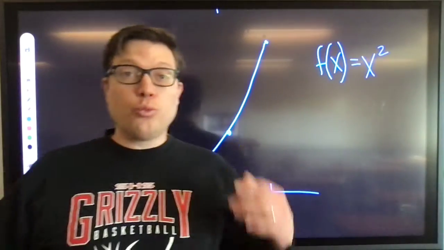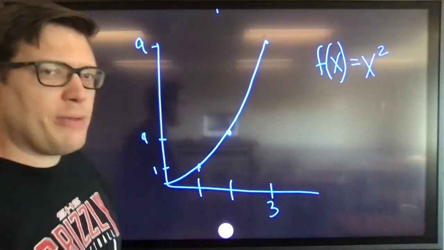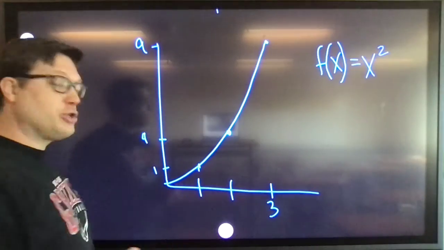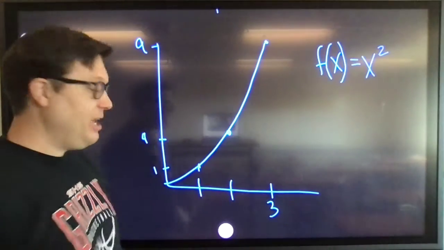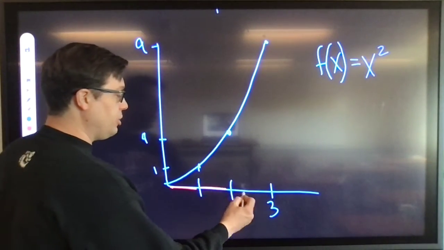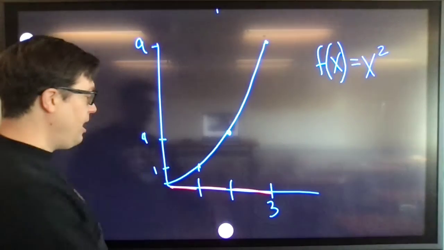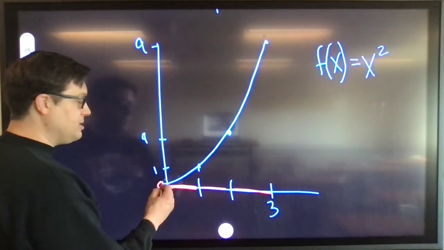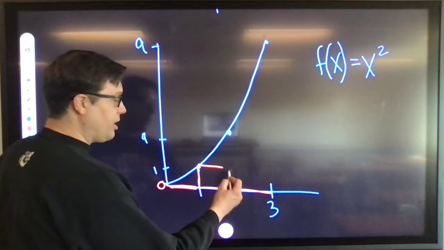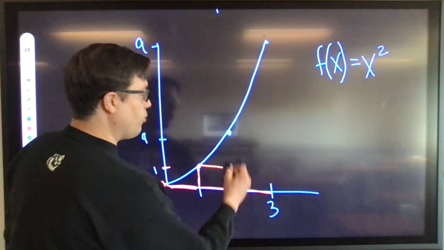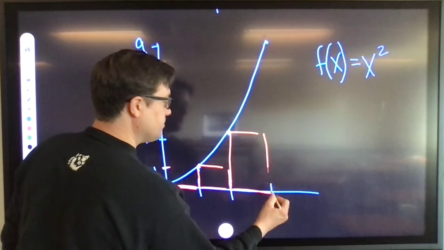If I draw left, let's do left Riemann approximations. If I draw from the left side of each of these 1, 2, 3 subintervals, drawing from the left side, I'd have a rectangle with a height of 0, a rectangle with a height of 1, and a rectangle with a height of 4.